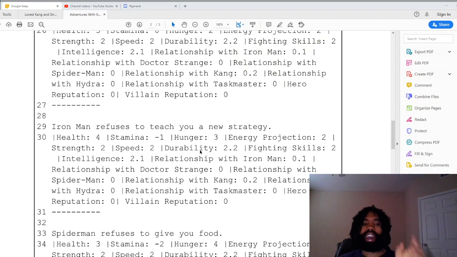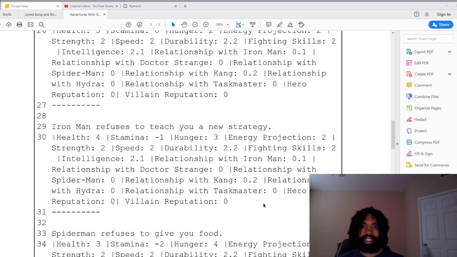But then, the AI once again hits up Tony Stark, Iron Man. He wants to learn another new strategy. So the AI very specifically is focusing on King the Conqueror and Iron Man, trying to build up their durability and intelligence. So you can tell that the AI has an idea for the kind of build that they want to have, as well as the stats that they want to focus on. They want to have a very durable being that is also fairly intelligent and knows a number of different strategies, who has a positive relationship with both Iron Man and King the Conqueror.